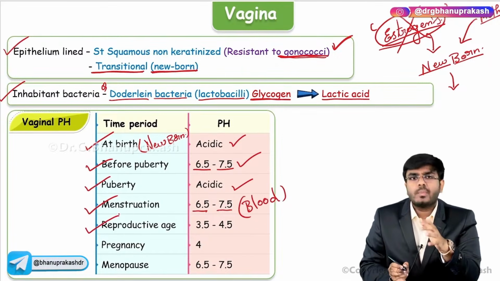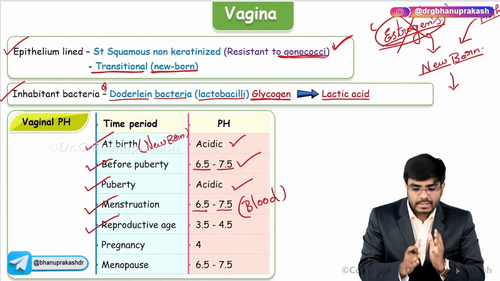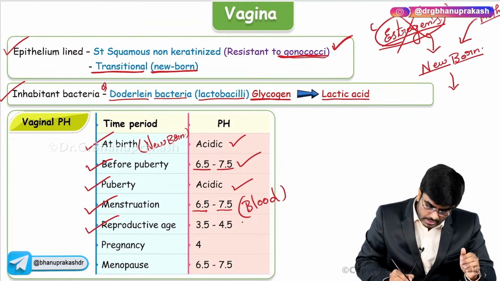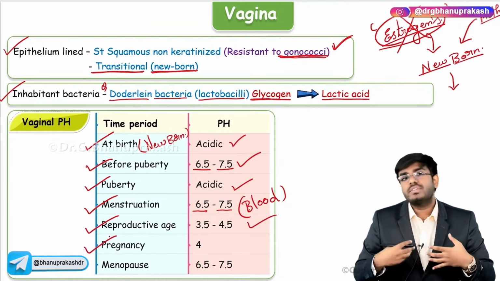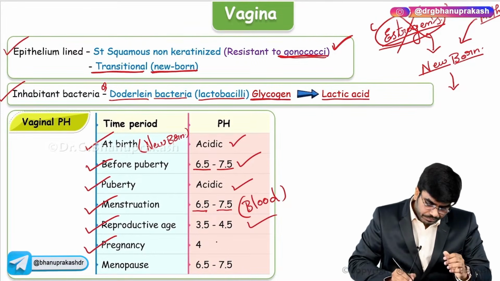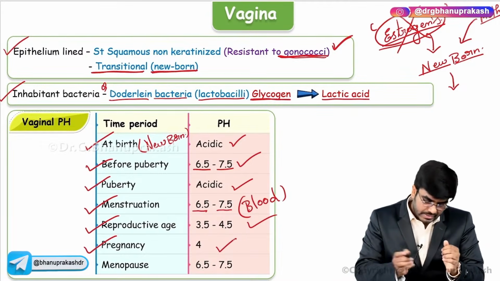During reproductive age, in a very active, sexually active female, ovaries are functional, they are producing the estrogens that maintain the vaginal flora, so acidic environment. Now, during pregnancy, lots of estrogens are there, and because of these lots of estrogens, her vaginal flora will be maintained and her vaginal environment will be acidic.